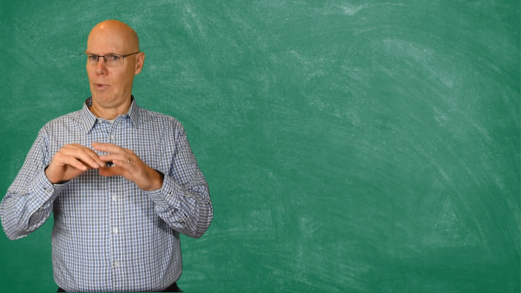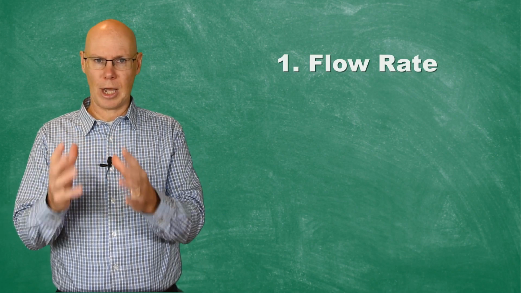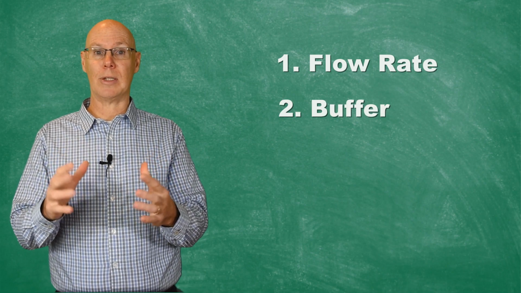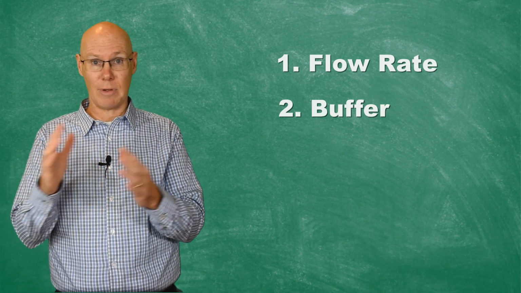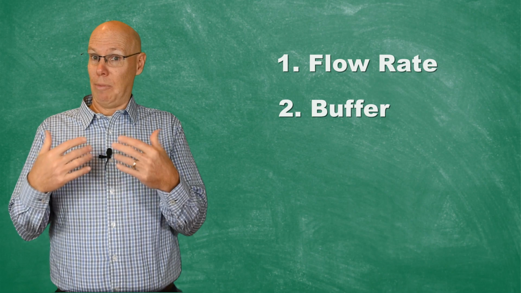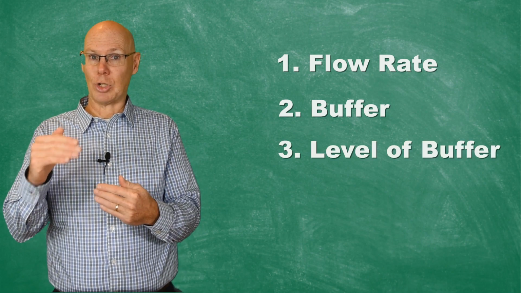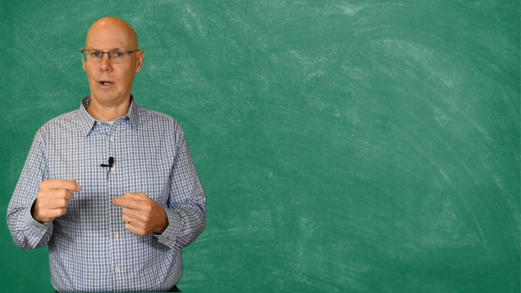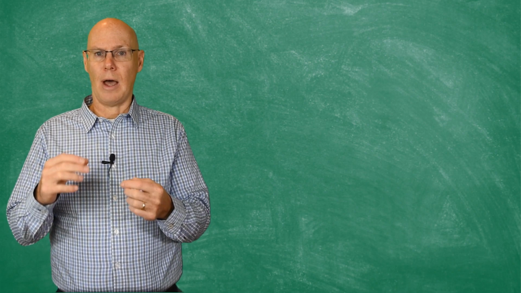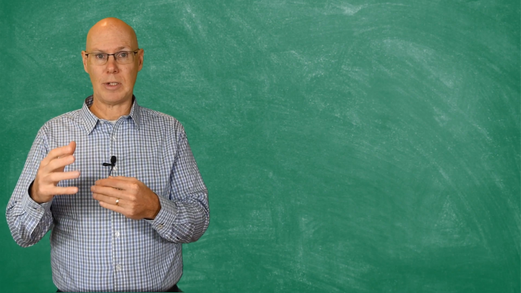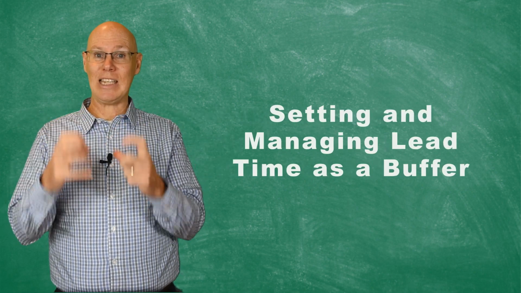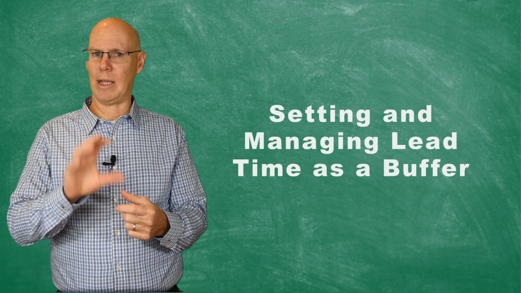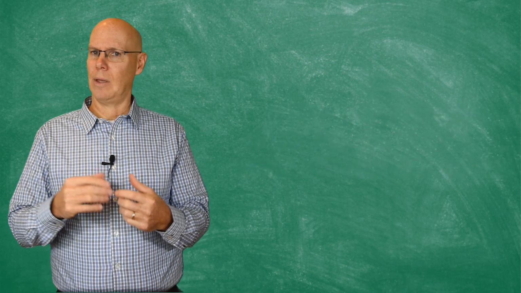First, what is the flow rate that we're setting or the production level we need to run at? Number two, what buffer should we be using to manage the balancing of demand and supply? And number three, what level should we set these buffers at? This question around service levels, I'm going to look at specifically how this deals with setting and managing lead time as a buffer, as lead time directly relates to service levels.